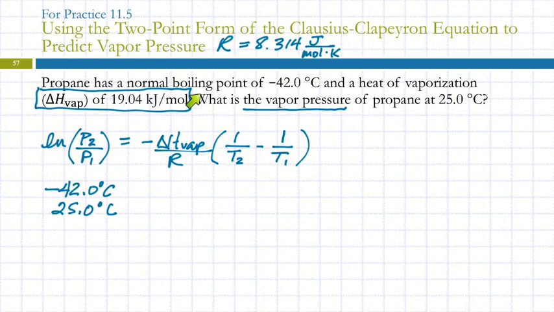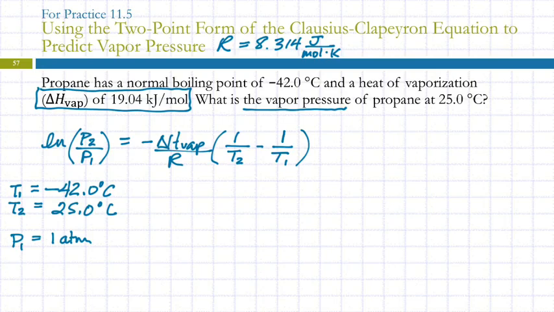When this says normal boiling point, that tells us the pressure. Normal boiling point is the temperature at which it boils at 1 atmosphere. So I am going to call this one temperature 1 and this one temperature 2. Pressure 1 then is equal to 1 atmosphere because of the definition of normal boiling point. So I'm going to put these values into this equation and solve for P2.